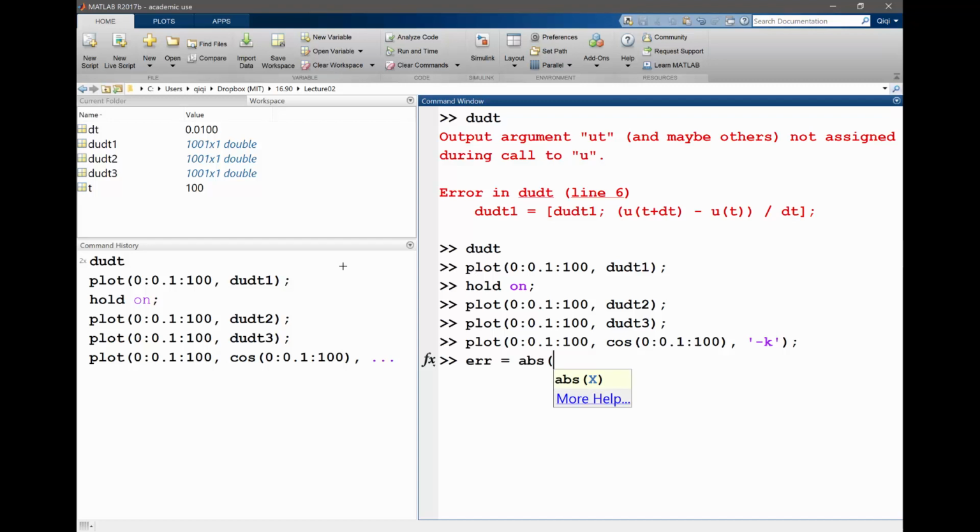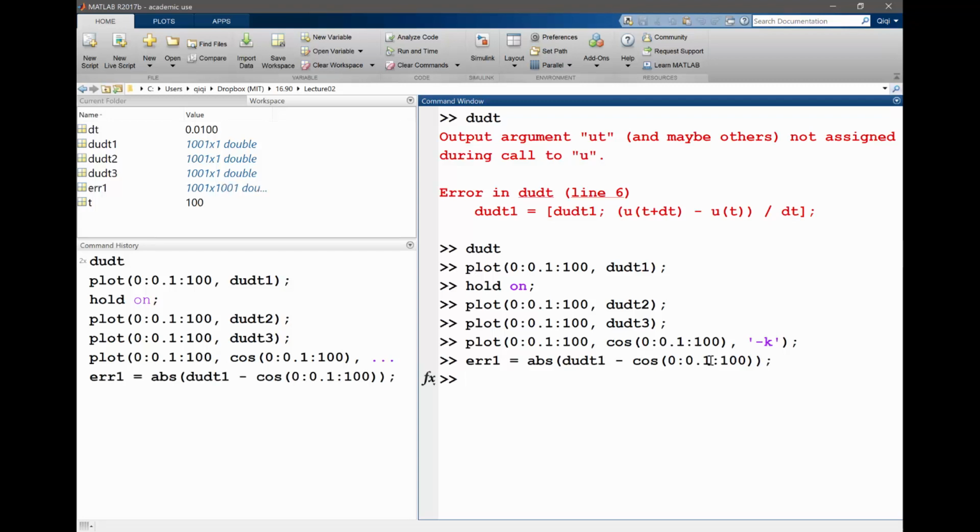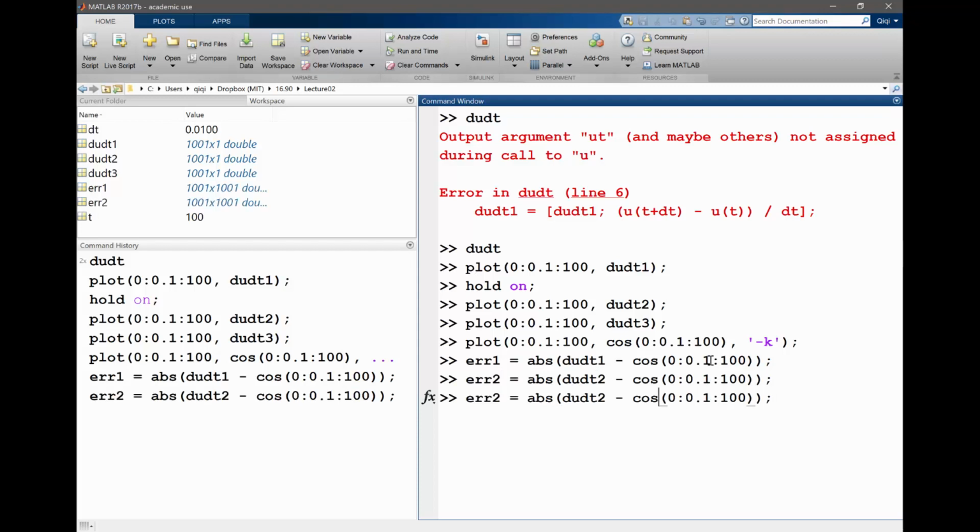Absolute value of, for example, the error of the first one, absolute value of du dt1 minus the actual analytical answer. So here is actually a very interesting question. Here we're assuming we know the analytical answer, right? So in this case, we can actually compute the error, but in general, we don't really know the analytical answer, right? So think about what I'm doing here: how can it extend to the case where we don't know the analytical answer?